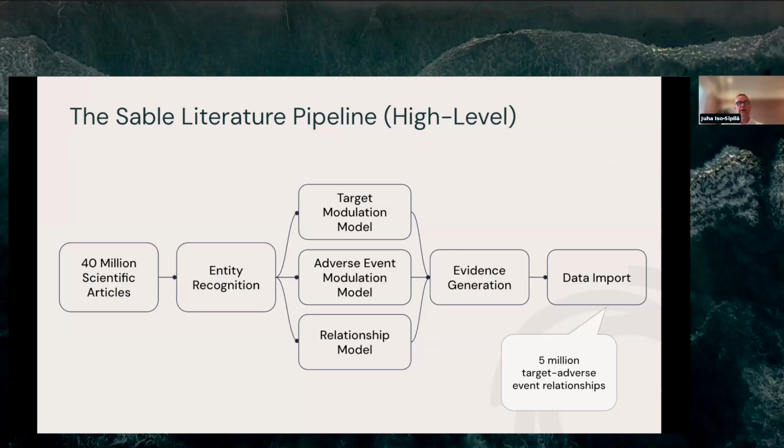And after that, we apply the models. So we have the models here: the target modulation, the adverse event modulation, and the relationship model. After that, the information is combined into what we call evidence. These are individual relationships that hold a number of the source snippets that I talked about earlier. Eventually this data is taken into the application database, which serves the application with the data on demand. And we have about 5 million of these relationships from the scientific literature using this modeling approach.